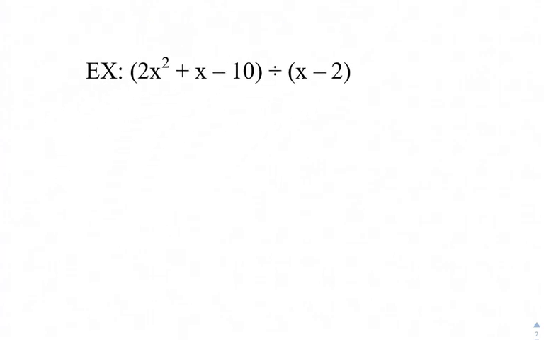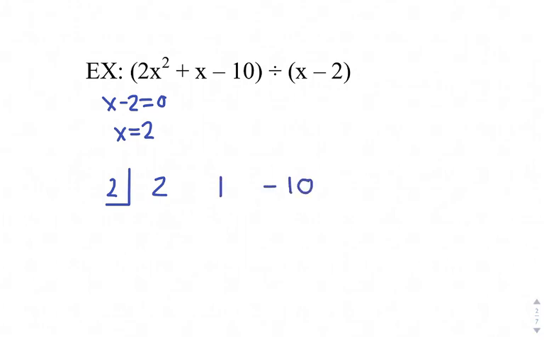So here's my example. It's asking me to divide the two. Well, to figure out c, I set my real zero equal to 0. And then x equals 2, so 2 is my c. And I set it up as 2, 1, -10 from these coefficients.